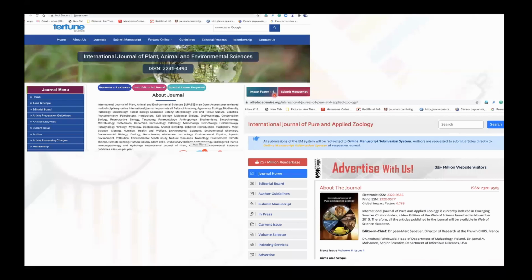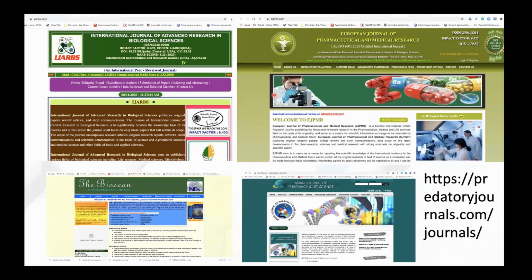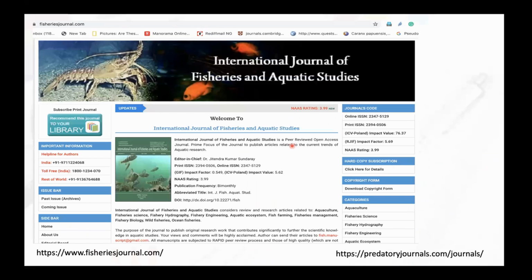So these are the things you have to keep in mind when you are identifying predatory journals. Quite a large number of journals are there with different names. They have wonderful names, like European Journal of something, International Journal of Advanced Research in Biological Sciences, the Asian Journal of Pharmacy and Life Sciences, very, very strange names. All these things you can see in the list. So try to avoid them.